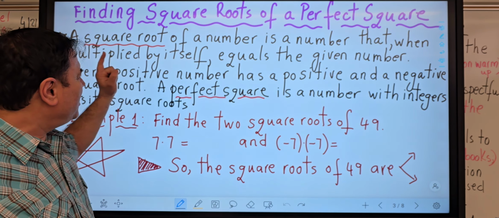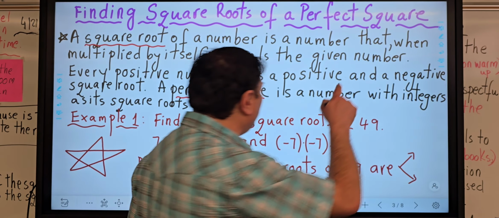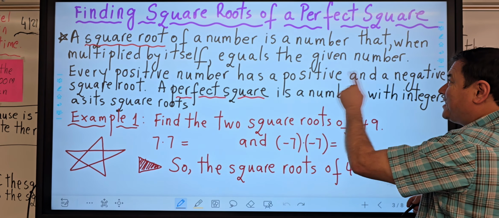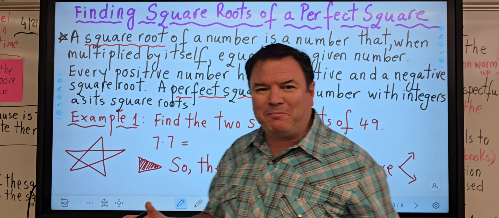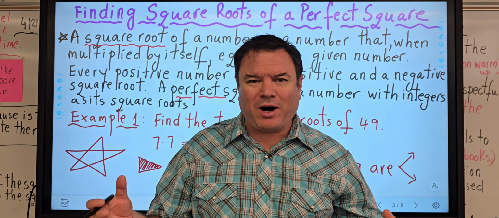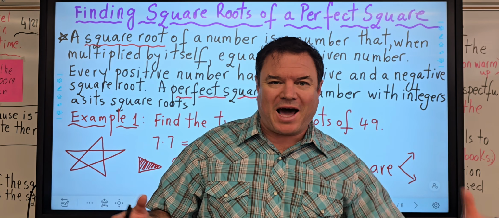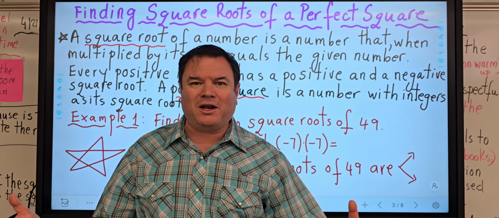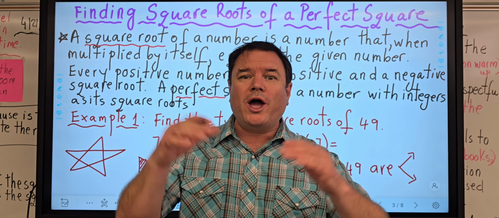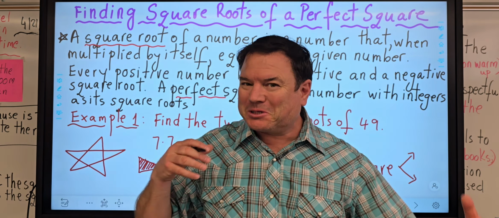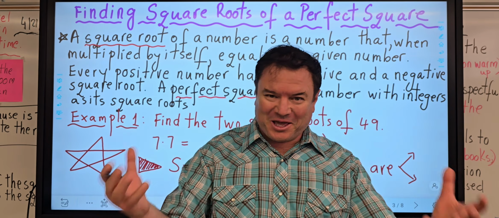Today we are going to find square roots of perfect squares. A square root of a number is the number that when multiplied by itself equals that given number. So for example, let's say we have 81. So 81 is made up of 9 times 9 because 9 times 9 is 81. Therefore, the square root of 81 is 9 because 9 times 9 equals 81.